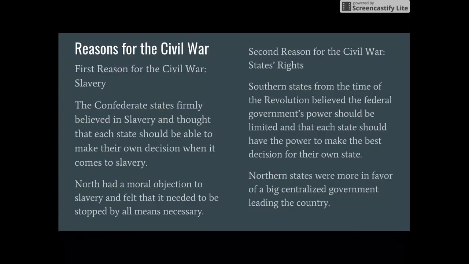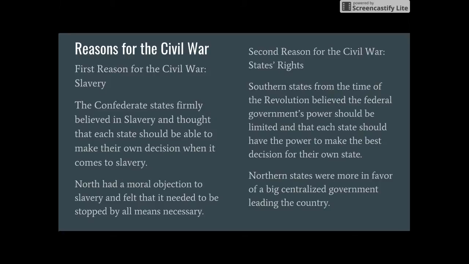Slavery was outlawed decades before the Civil War, but yet slavery still remained in the South. So many people in the North thought that it was their duty, I guess you could say, to try and end slavery throughout the entire country.